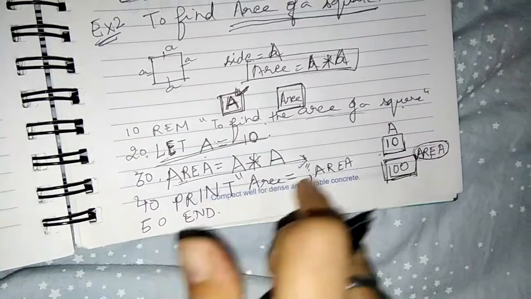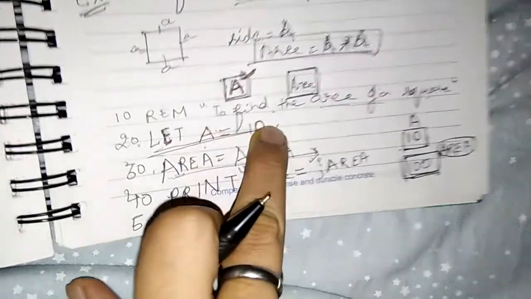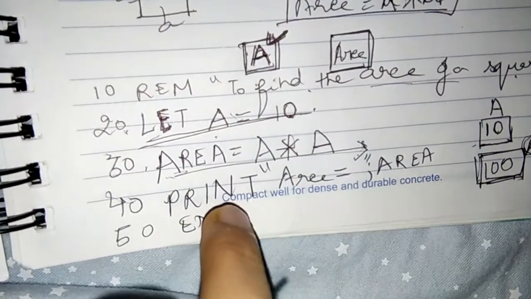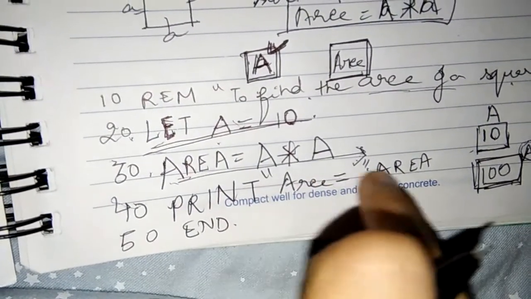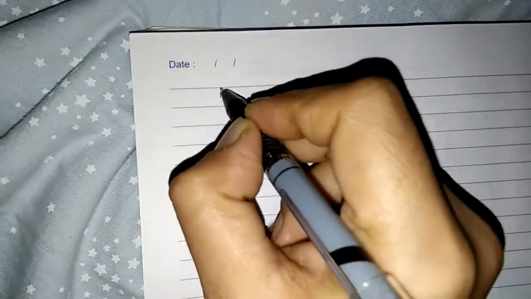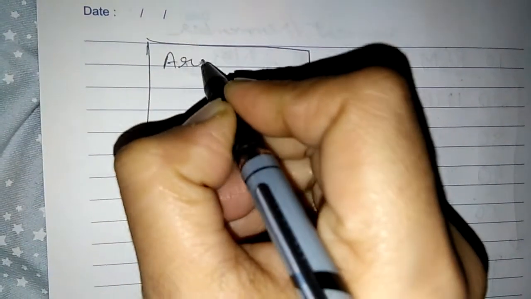Now what this program will do, it will not ask any value for side because I have already initialized it with 10. It will only calculate the area and will only display area equal to the value that will be stored in this variable, that is 100. Are you getting? The only output you will get is area equal to 100. This will be the only output on the screen.